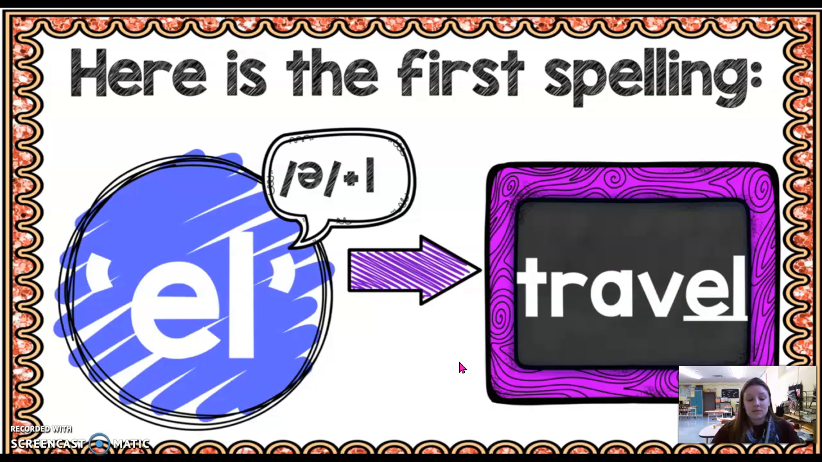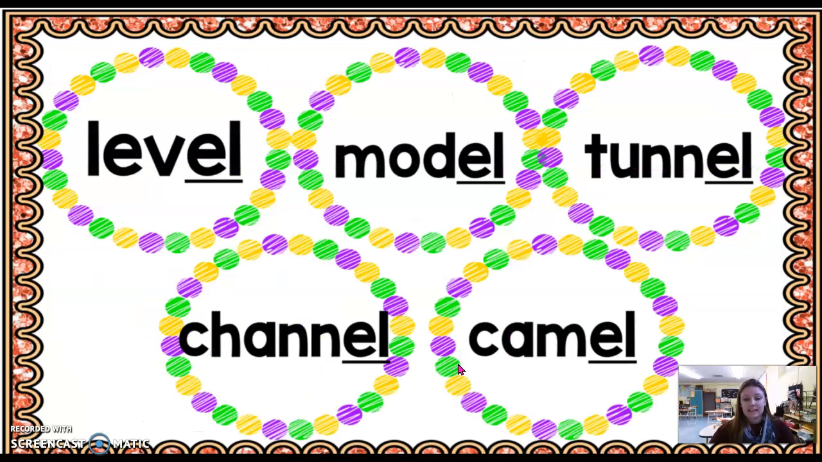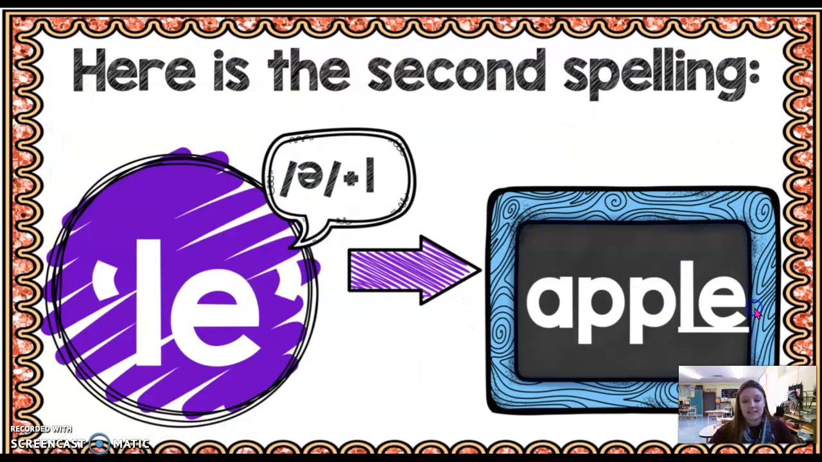The first spelling that we'll talk about is the EL spelling. And EL can make the ul sound, like in the word travel. I want you to say the word travel. Let's read these words that use EL to make the ul sound, which is our schwa and L together. Repeat the words after me. Level, model, tunnel, channel, camel. Good. All of those use EL to say ul.